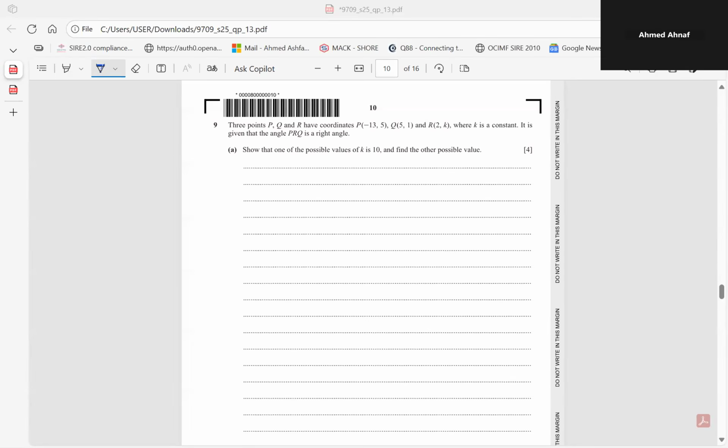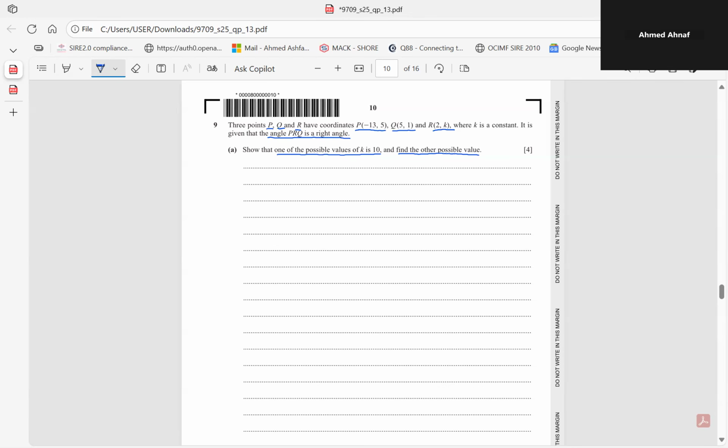Okay, so we're told that 3 points P, Q, R have coordinates (-13.5), (5.1), and (2K), where K is a constant. It is given that angle PRQ is a right angle. And for the first part, we have to show that one of the possible values of K is 10 and find the other possible value.